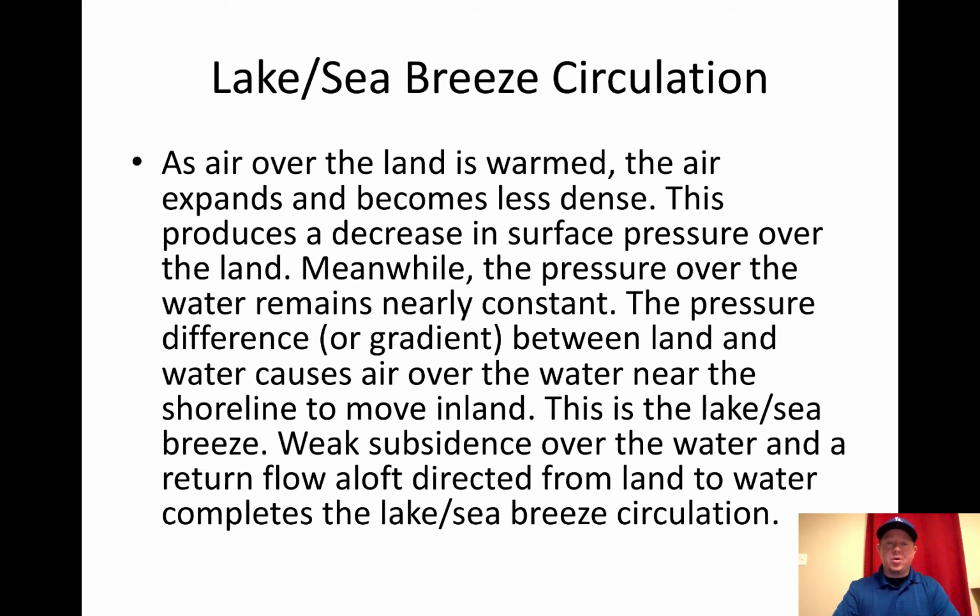The pressure difference, or gradient, between the land and water causes the air over the water near the shoreline to move inland. This is the lake sea breeze. Weak subsidence over the water and a return flow aloft directed from the land to the water completes the lake sea breeze circulation. So where does this go back? What was the first time we learned about this? Back to intro to meteorology, or what they call now weather and climate.